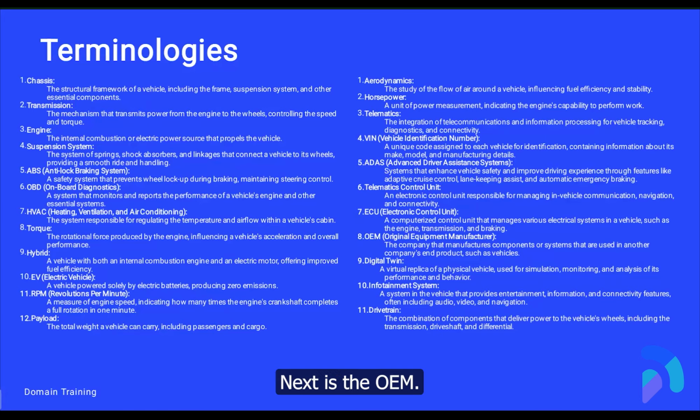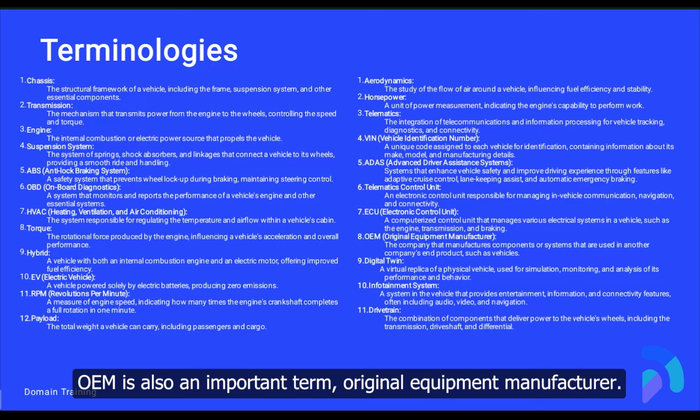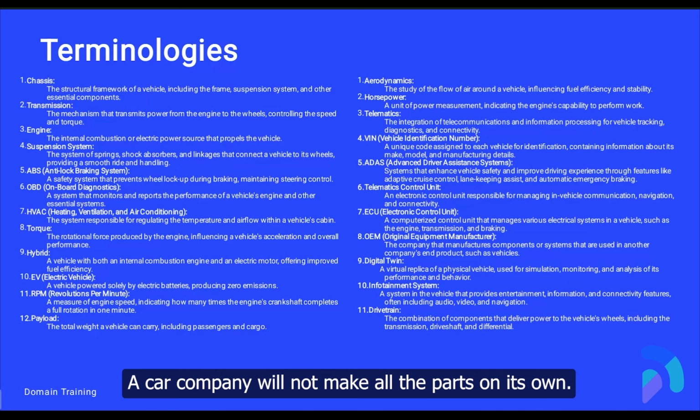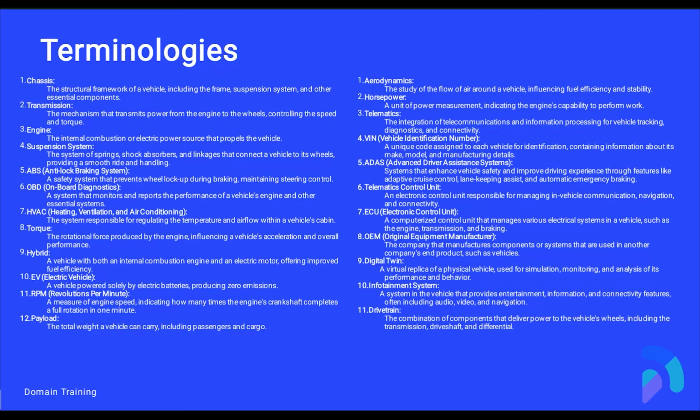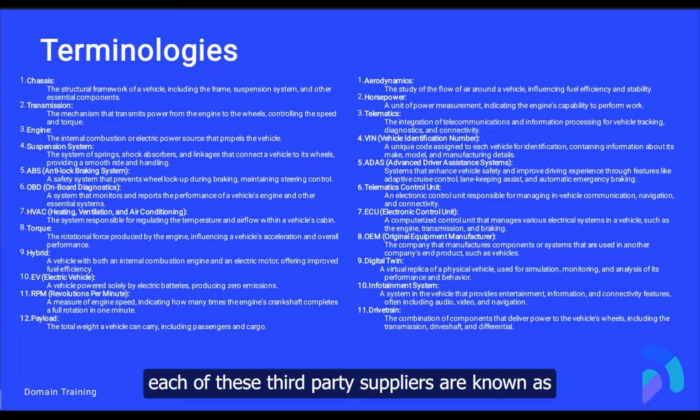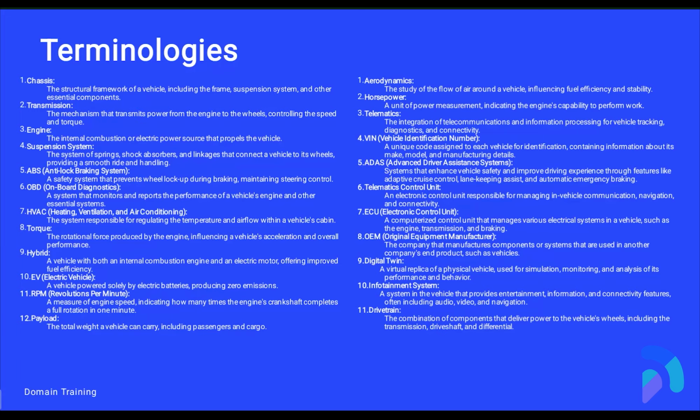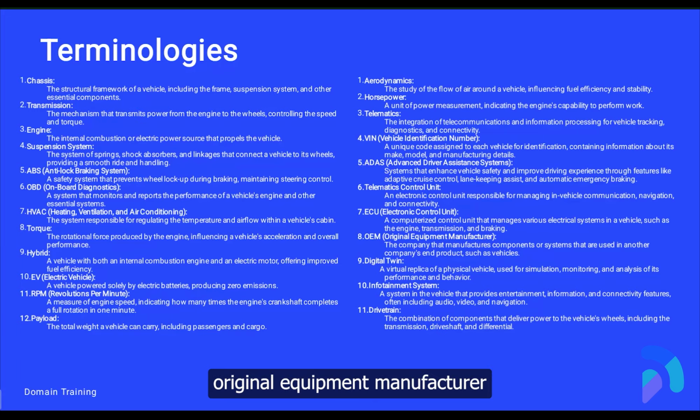Next is the OEM. OEM is also an important term, original equipment manufacturer. A car company will not make all the parts on its own. They will rely on multiple third party suppliers to supply them with different kinds of parts, like the headlights may be a different company, the electrical wiring will be a different company. So each of these third party suppliers is known as an original equipment manufacturer.